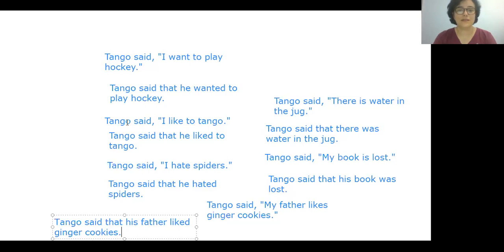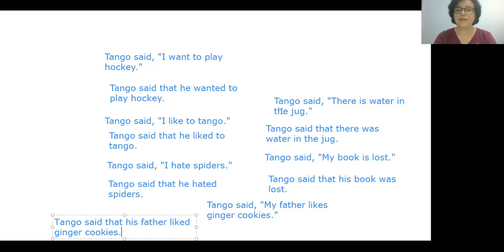Let's look at this one again. Tango said, "I like to tango." Tango said that he liked to tango. So where are the changes? That, he, liked. And there is no speech mark and there is no comma. Let's look at the third one. Tango said, "I hate spiders." Tango said that he hated spiders. The three words that are changed: that, he, hated. There's no comma, there's no speech marks in indirect speech.